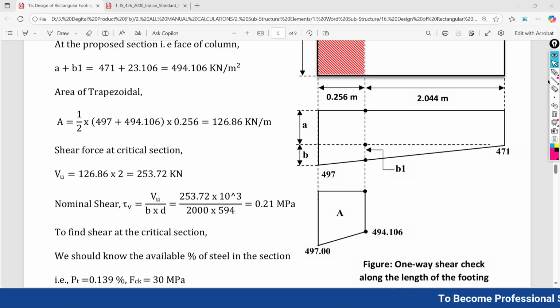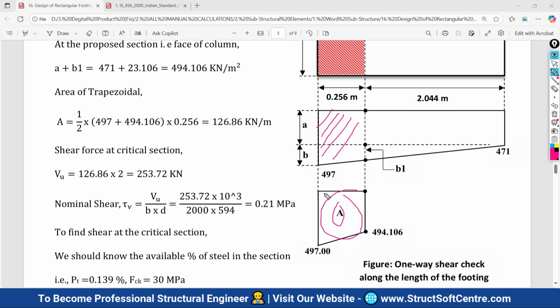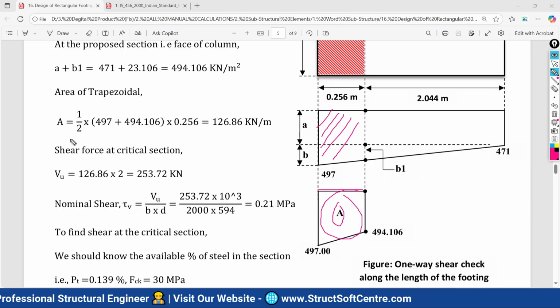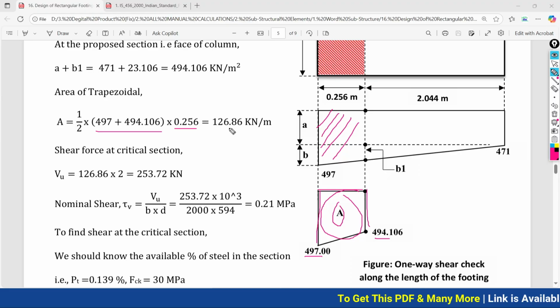Now we are going to take this entire area outside and denote it by A, and we have to calculate the area of this trapezoid and distribute it over this span. So 1 by 2 base times height, this height 497, this height 494.106, these two to be added, divided by 2, means 1 by 2 multiplied by this 0.256. If you multiply this, you will get the intensity of the pressure as distributed, 126.86 kilonewton per running meter.